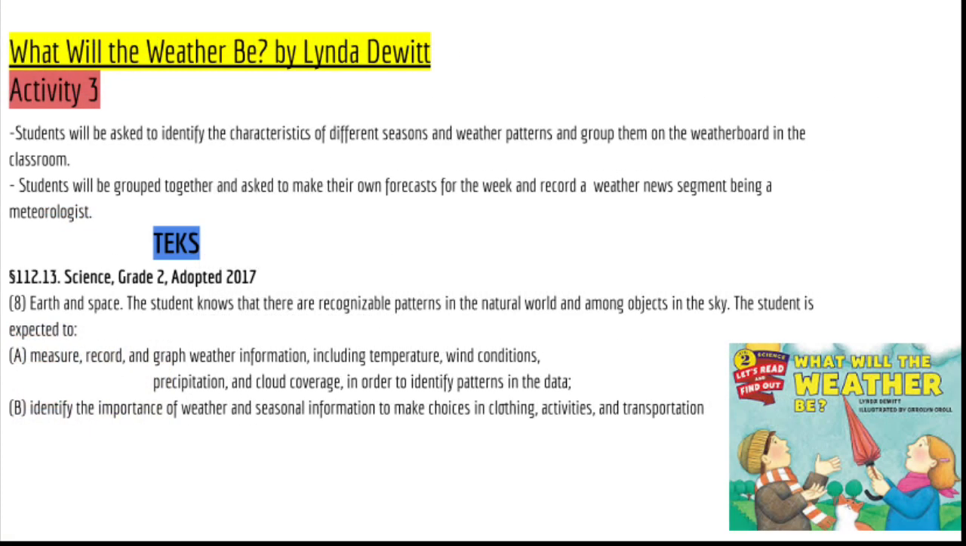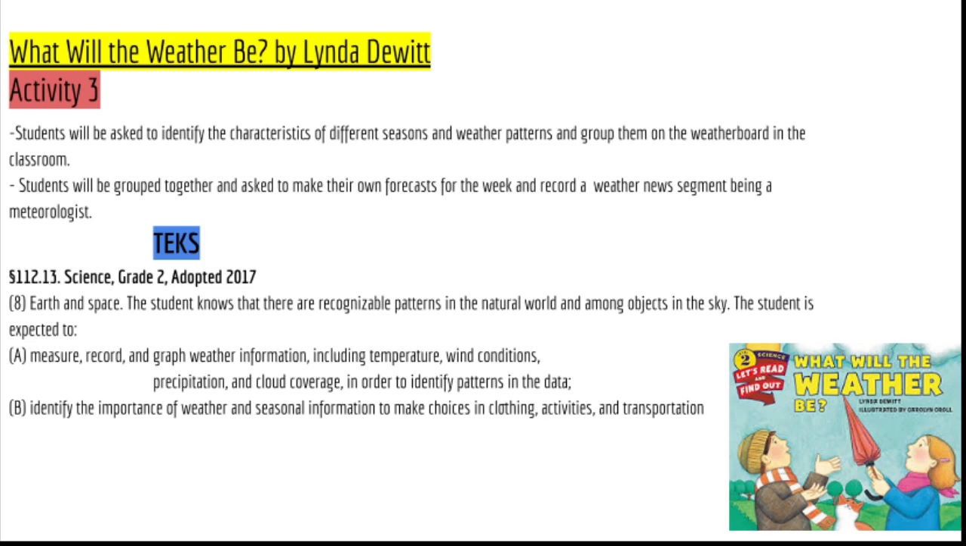For activity 3, the book I chose was What Will the Weather Be by Linda DeWitt. In activity 3, the students will be asked to identify characteristics of different seasons and weather patterns, and group them on the weather board that we'll have in the classroom. Fairly easy. Students will be grouped together and asked to make their own forecast for the week and record the weather segment in the classroom on the iPads or devices that'll be provided.